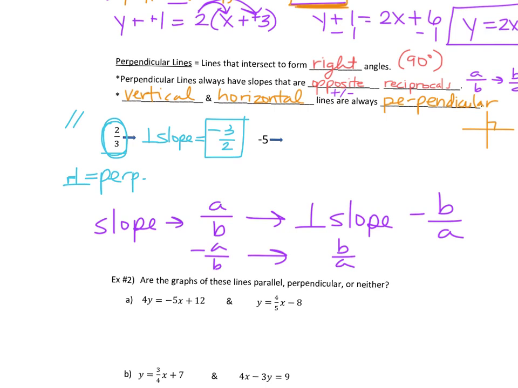If your slope is -5, what's the perpendicular slope? 1 over 5, right? If you think of -5 as a fraction, it's -5 over 1. So when you flip that over, it's a positive 1 over 5.